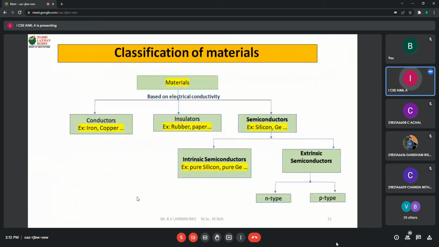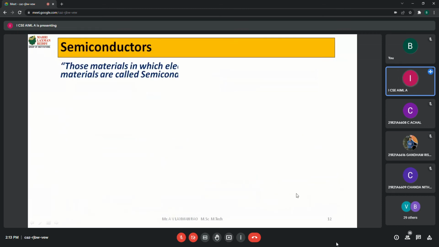Now let me briefly explain the content in Unit 3. Classification of materials: we know there are three different types of materials, conductors, insulators, and semiconductors. That is Unit 3 only, and this relevant part is semiconductors. Intrinsic semiconductors and extrinsic semiconductors are there, and N-type and P-type are the different types of semiconductors under extrinsic. So that we already know.